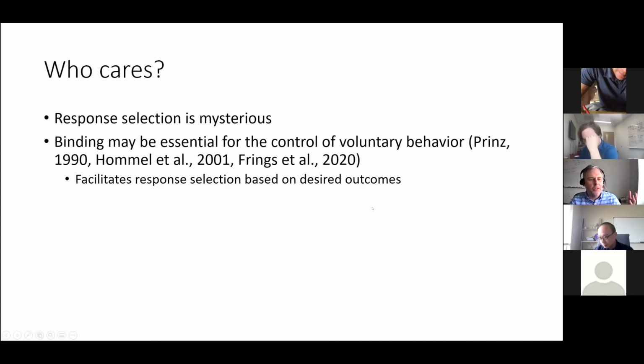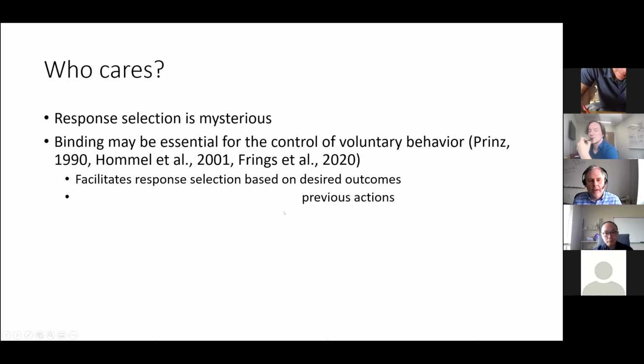So we're now able to select responses not just based on the stimuli, but actually based on the desired outcomes, which is great if you want to answer your phone not because it's ringing, but because you want to talk to whoever is actually on the other end. And that's a very useful feature, that we're able to select our behaviors not just based on what's happening in the environment, but based on what we want to make happen.